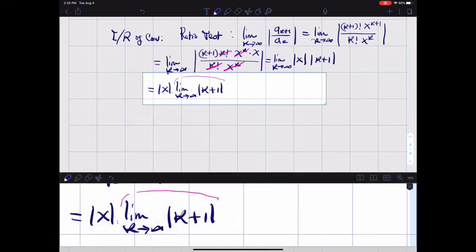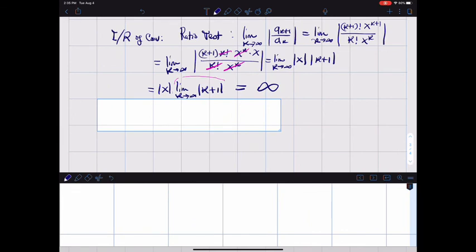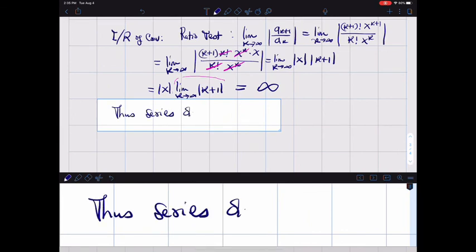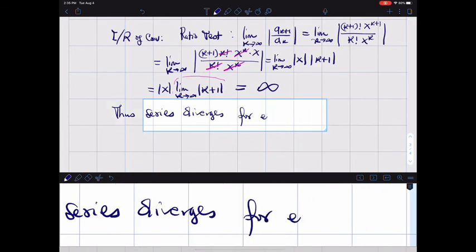All right, so this limit goes to infinity, right? Thus, the series diverges for every value of x.